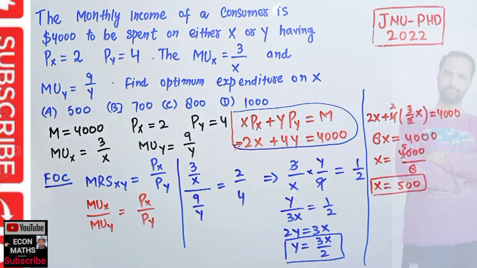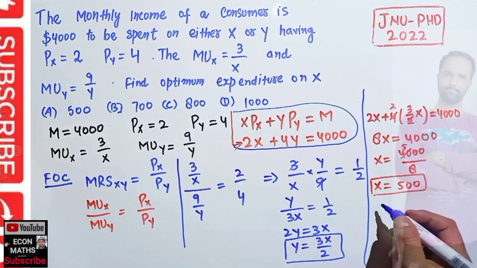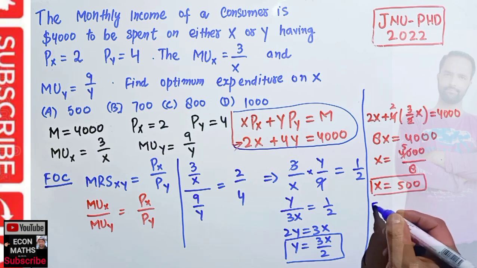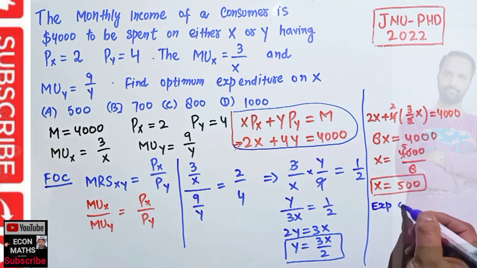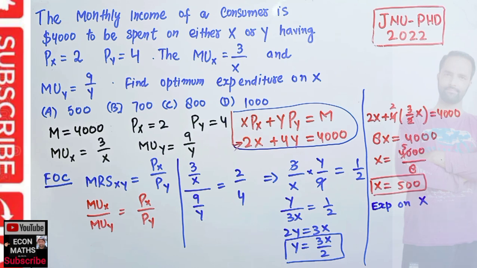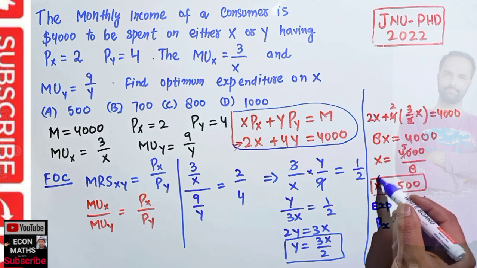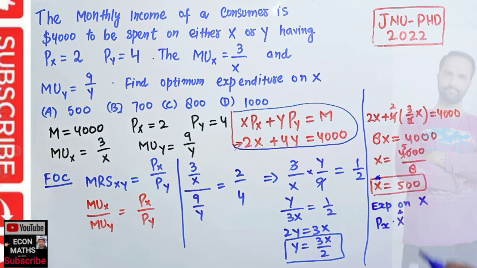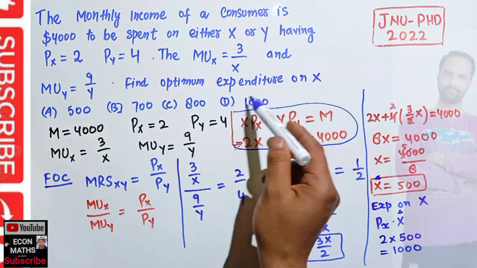Now expenditure on good X will be simply equal to, so let me write it here, expenditure on X will be equal to simply price of X times optimum units of X. Okay, let us write it as X star. So price of X is given as 2 times optimum units of X is 500, which gives us 1000 is the optimum expenditure on good X. So the correct option should be D part.